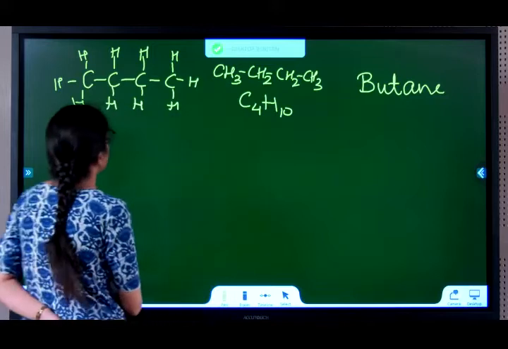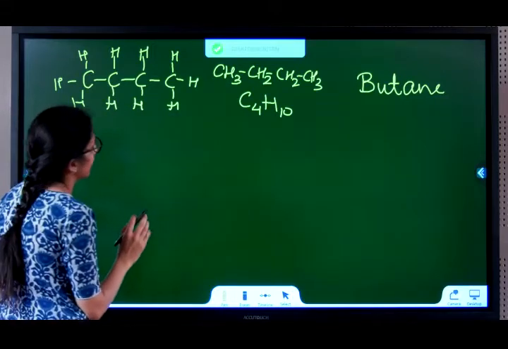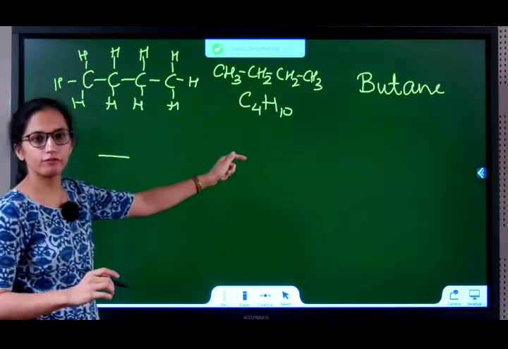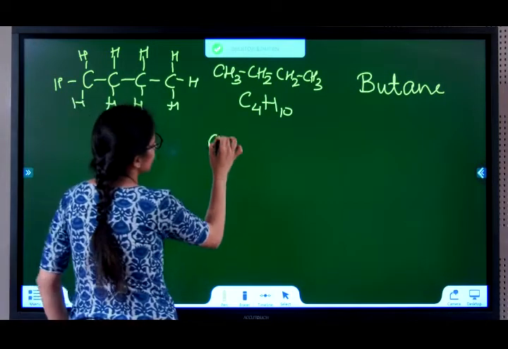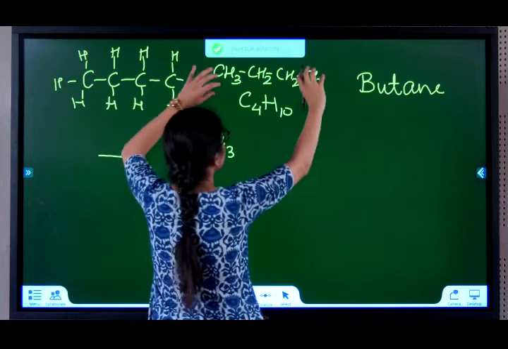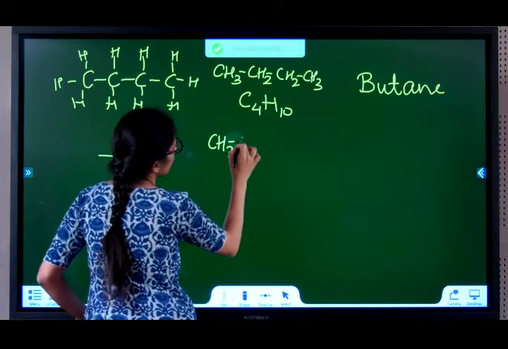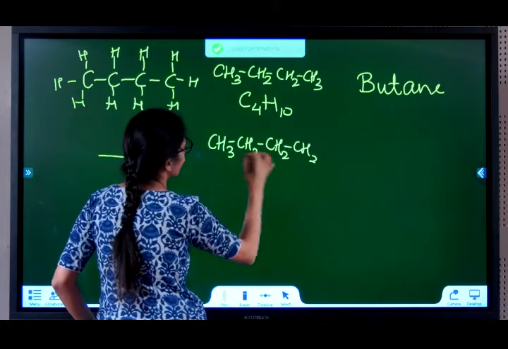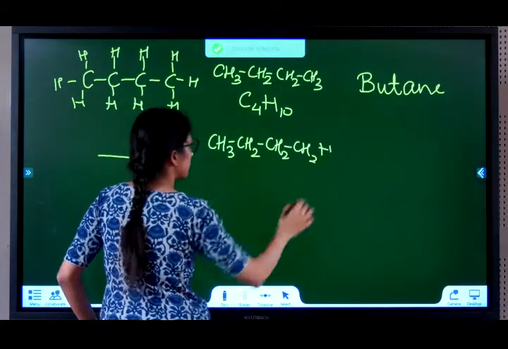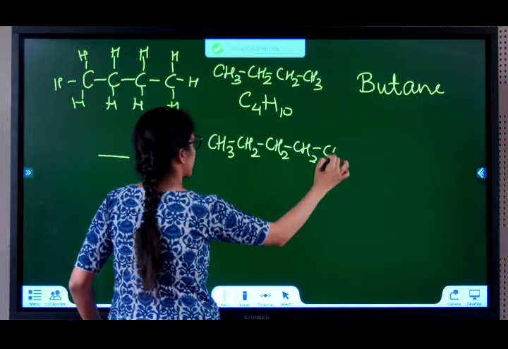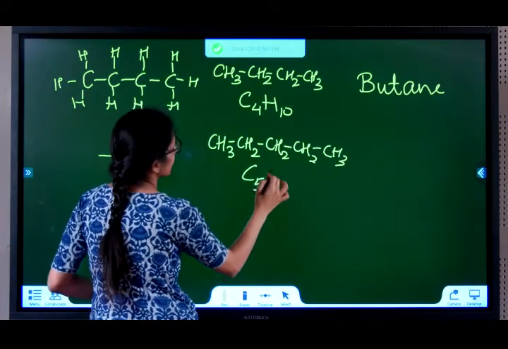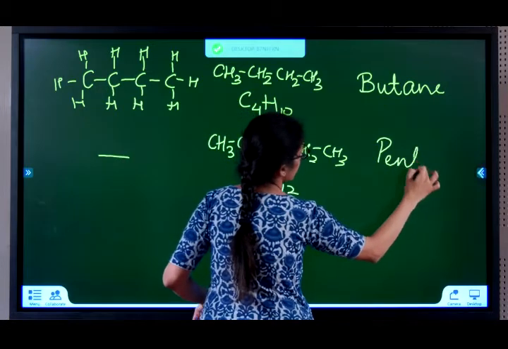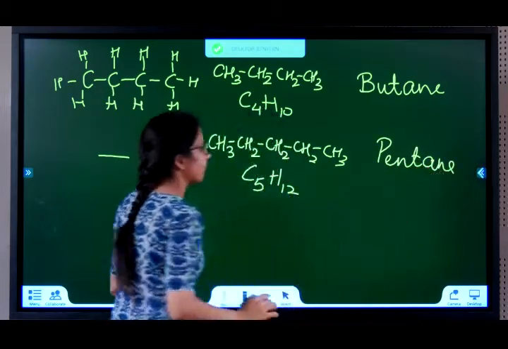Butane. Next, pentane. You all know how to draw the structure. I won't be doing it; I will directly go in for the formula. See here, CH3: you can observe the end carbons have H3. So CH3, CH2, CH2, CH2, and the fifth one CH3. Add and see, it will be C5H12, pent, all single bonds, ane.